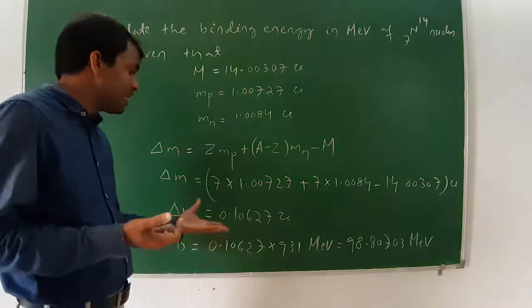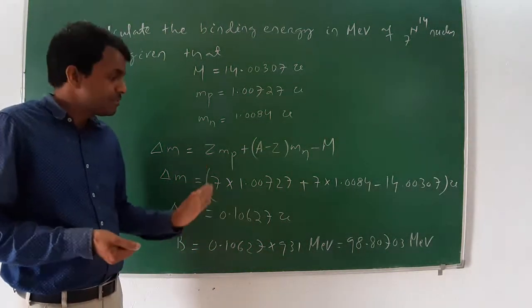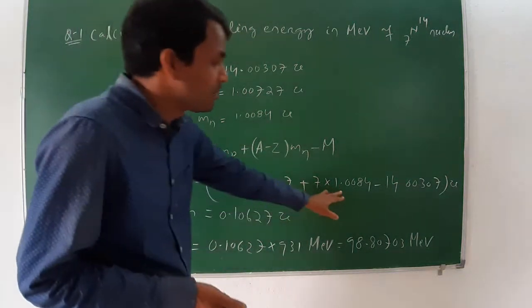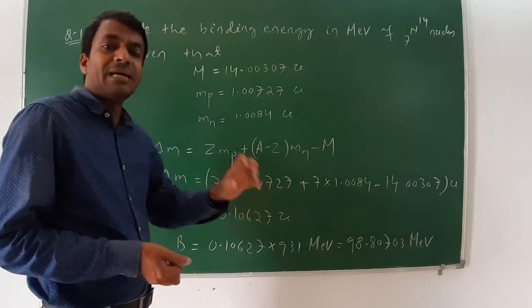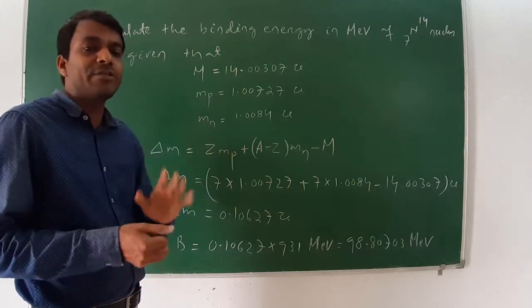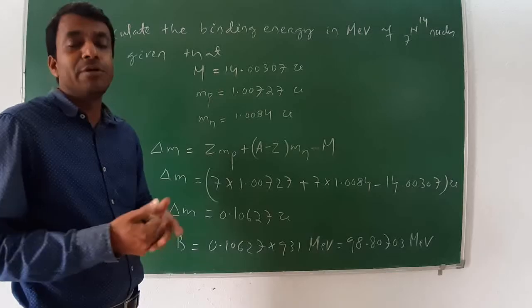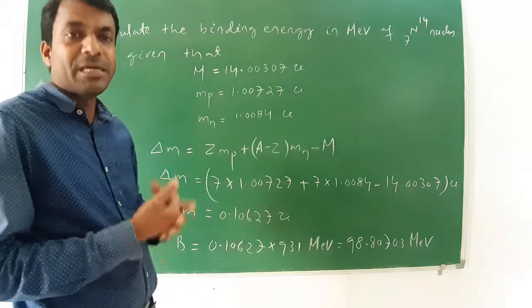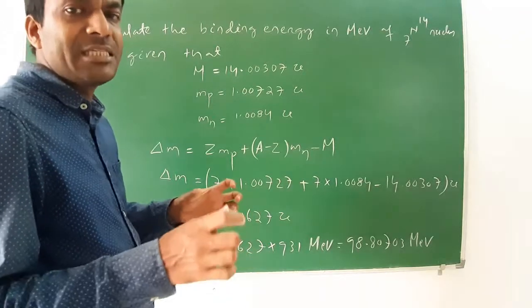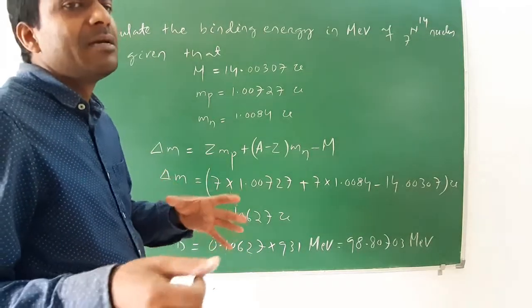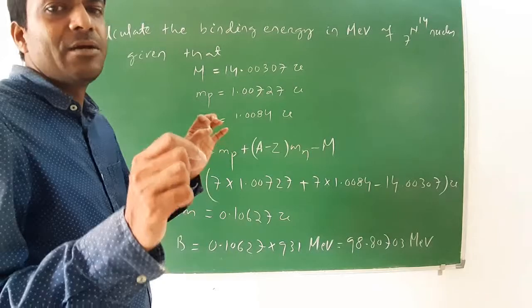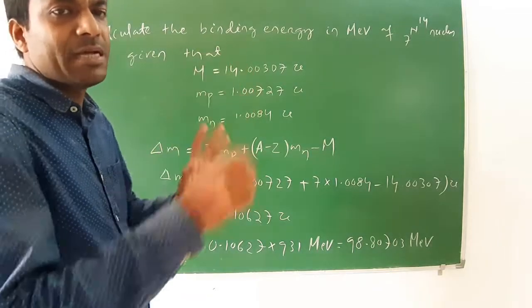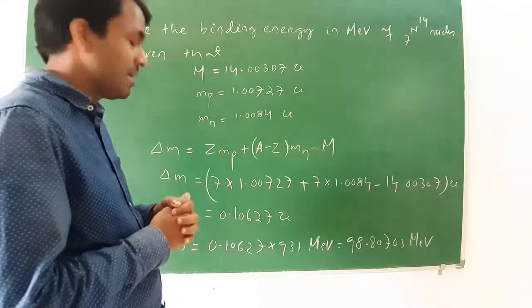It does not require delta m times c squared here. If you use delta m c squared, then convert delta m into kg and take c equal to 3 times 10 to the power 8 meter per second. Then you will get the answer in joule, then convert it into mega electron volt. But directly you can take the mass defect in atomic mass unit and just multiply 931 with the mass defect in atomic mass unit. You will get the required energy.